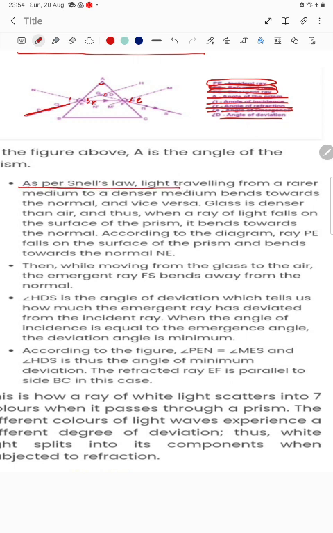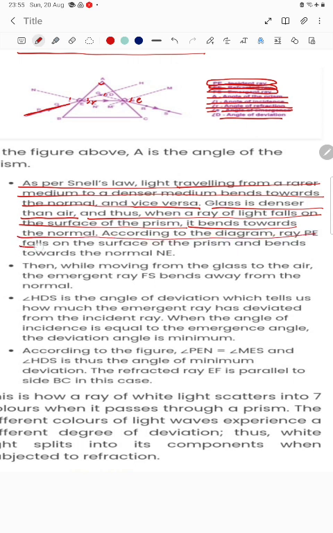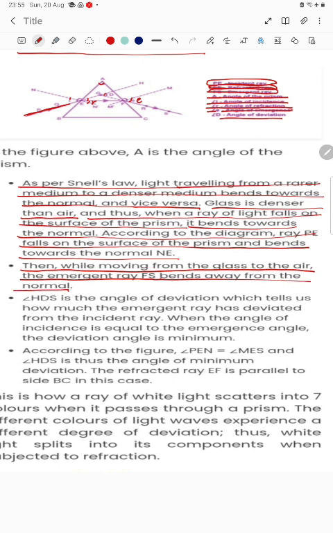As per Snell's law, light traveling from a rarer medium to a denser medium bends towards the normal and vice versa. Glass is denser than air, and thus when a ray of light falls on the surface of the prism, it bends towards the normal. Ray PE falls on the surface of the prism and bends towards the normal NE. Then while moving from the glass to the air, the emergent ray FS bends away from the normal, because it is going from the denser to the rarer medium.